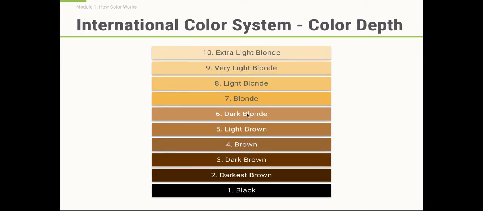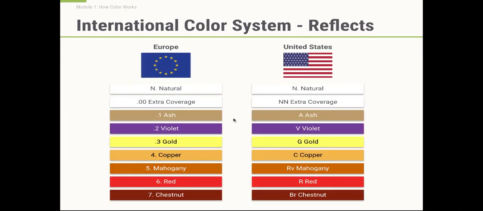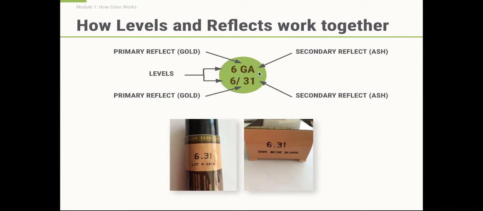And you refer back here, you say, okay, 6 is dark blonde. If it had been 7 or 8, it would have been lighter. If it had been 4 or 3, it would have been darker, but it's 6, dark blonde. And then we've got GA. Well, we know what G is, it's gold. And we know what A is, it's ash. So your 6GA means dark blonde is the primary reflex, and then the secondary reflex is mainly gold with a hint of ash added. So this is going to be a fairly warm color, but there'll be some cool tones in there as well.